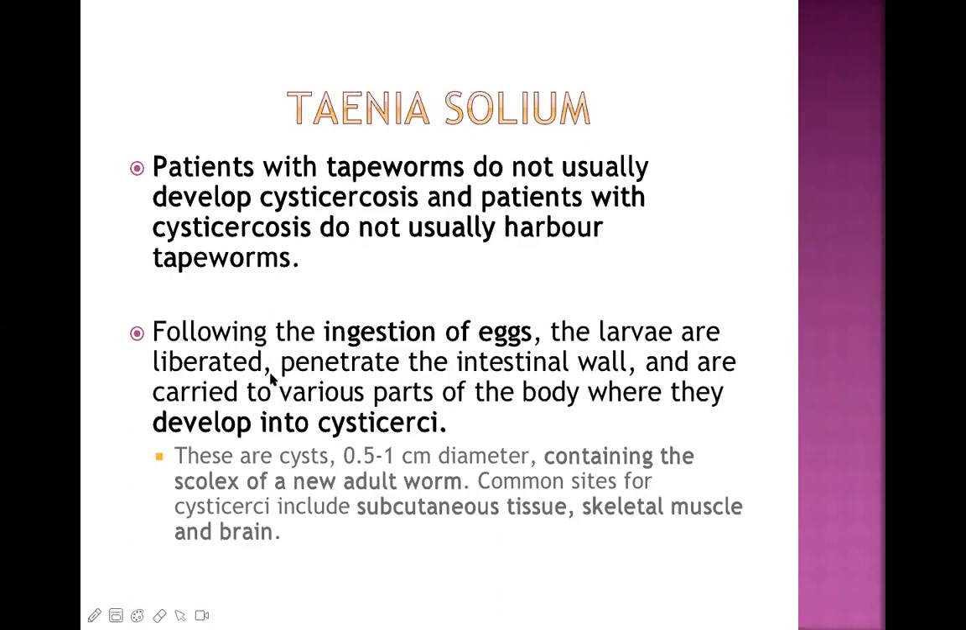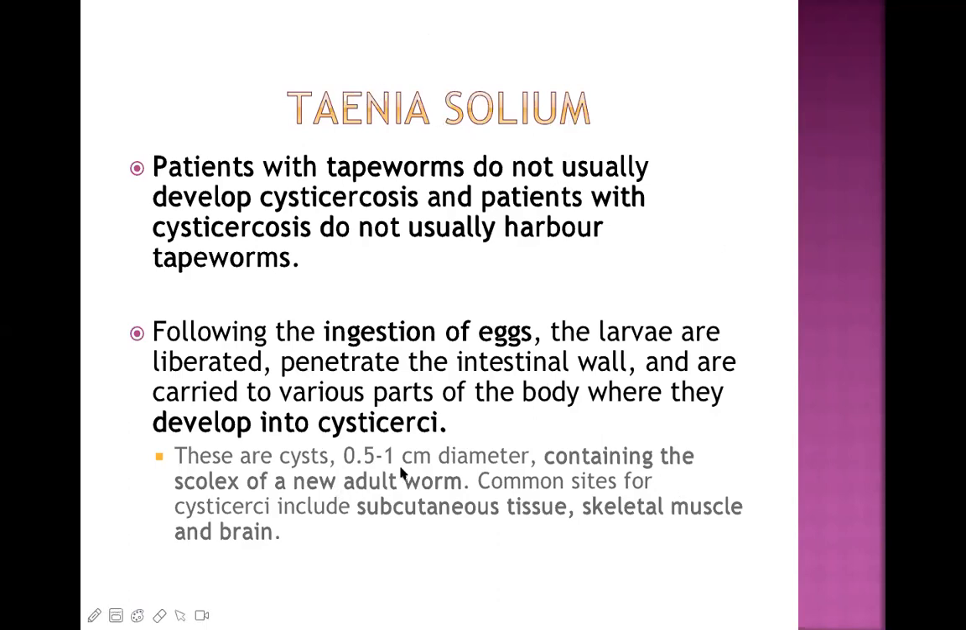Now, following the ingestion of the egg, the larvae are liberated. I'm talking about the human being now. They penetrate the intestinal wall because they have a special ability: they have a hook on their head. They are called oncospheres. They are carried to various parts of the body through the blood, where they develop into cysticerci. Cysticerci means the cyst form.